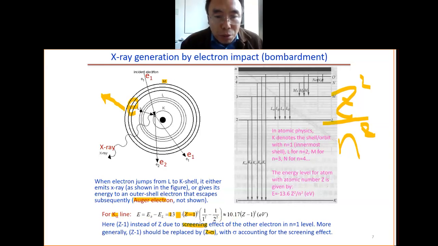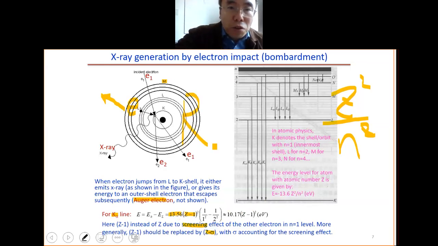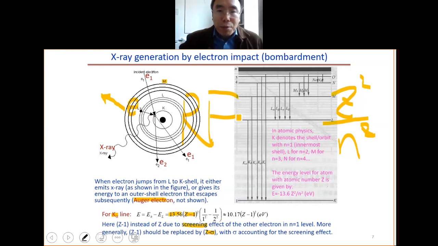So this number here should be, as I said, 13.6, not 13.56. I get messed up on this number because we know that for the normal RF source, when we do etching, reactive ion etching, we have the RF source, and the RF source has a frequency of 13.56 megahertz. But here the number should be 13.6, not 13.56.